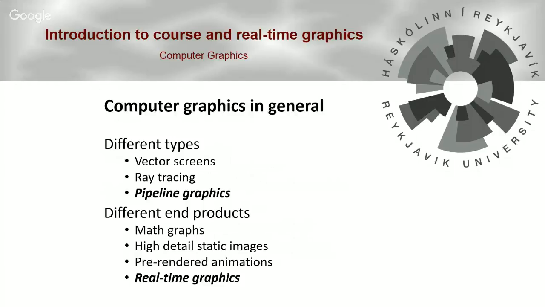As soon as you hit a button, you affect what is supposed to happen in the game, and then it has to be rendered in a new way because of what you did. So real-time graphics is what we're going to be looking at, and pipeline graphics is the calculation method that is used most commonly for real-time graphics. OpenGL is a standard for pipeline graphic rendering, and that's what we're going to be using in our assignments.